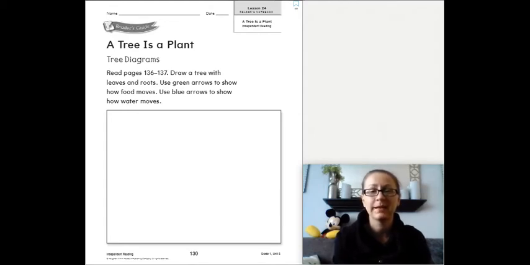So this is going to be a tree diagram. So the first thing that we're going to do is we're going to read pages 136 and 137 in the story, A Tree is a Plant. Then we're going to draw a tree with leaves and roots. Use green arrows to show how food moves, and use blue arrows to show how water moves. So first, let's go and read those two pages together before we start our drawing.